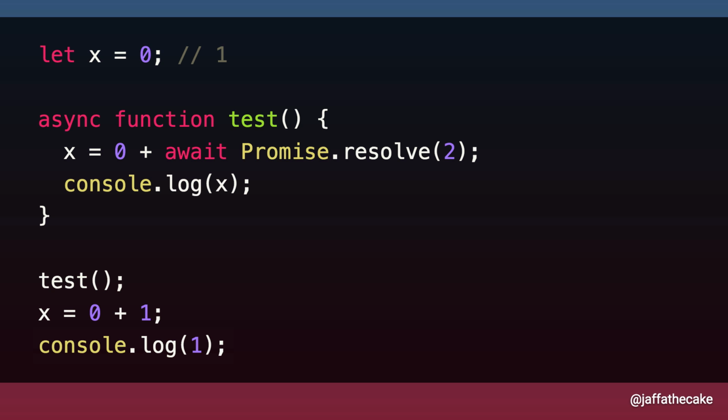We've now finished running script, and that means we can run that microtask. We're back here, and we can evaluate this as 2. But what do we assign to x? Well, x is now 1, but we evaluated it back when it was 0, and we don't re-evaluate it. So x now equals 0 plus 2, which is 2. So x is now 2. We log x, x is 2, we log 2.